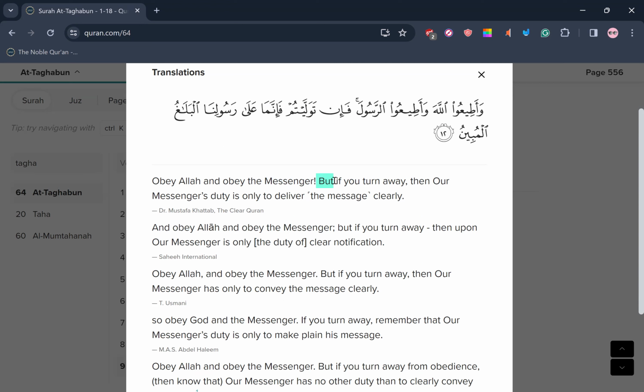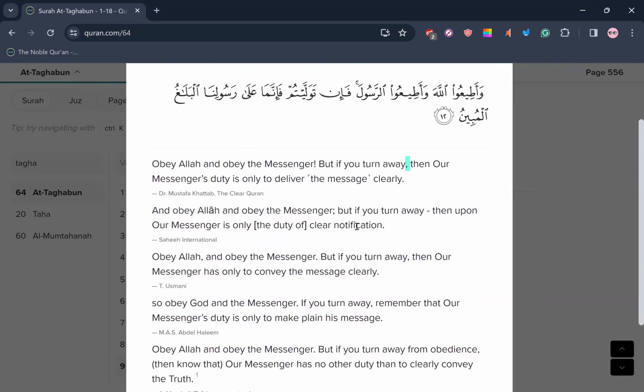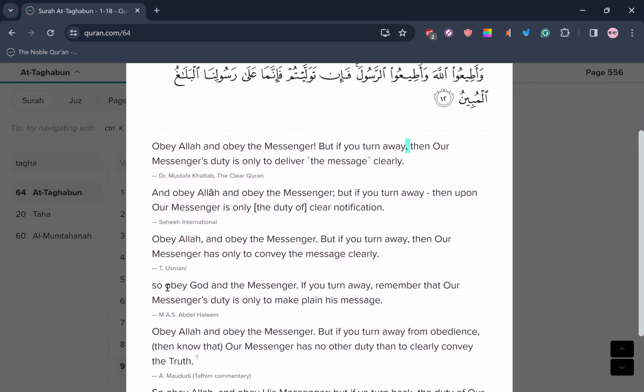So basically, I'll just remove this but and say, if you turn away, then our messenger's duty is only to deliver the message clearly. So again, you see, they just translated it. They didn't add the, what is it called? The jawab that is mahdhuf, that is hidden. Let's see. Abdul Halim. Okay. So obey God and the messenger. Amr.